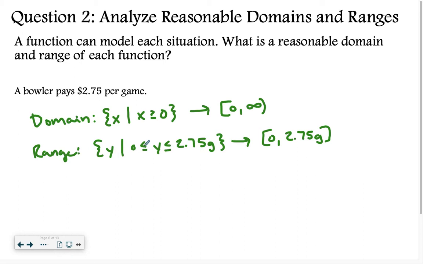And then the range, 0 would be the cheapest, right? If you didn't pay for any games. Or maybe you did 10 games, so you do 2.75 times 10. So what you can say is 0 is less than or equal to y is less than or equal to 2.75g. And actually a better thing to do here is, instead of using a different variable, and I should have done this on mine too, my bad, you should use x, because that's the number that you're going to be plugging in. The x represents the number of games.